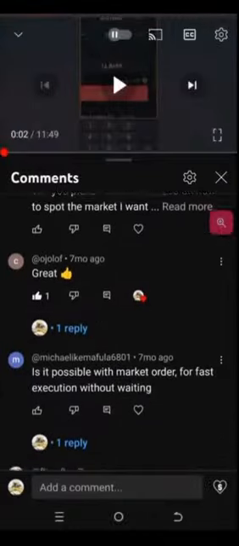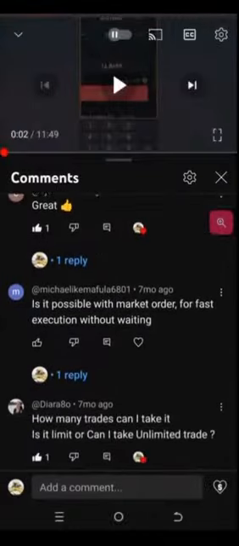Good. So let's see. Is it possible with market order for fast execution? This question always comes up. Yes, it's possible, but you're not going to make money. If you want to get fast execution, you can do market order, but you are not going to make money. You will probably make a loss. So I will say, just be patient, do limit order, and I tell you, it may take you a couple of hours, but you will get the exact amount of money that you have planned it to be.